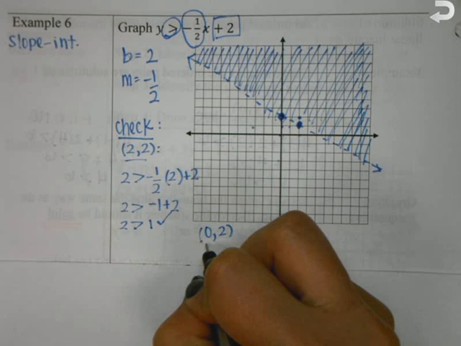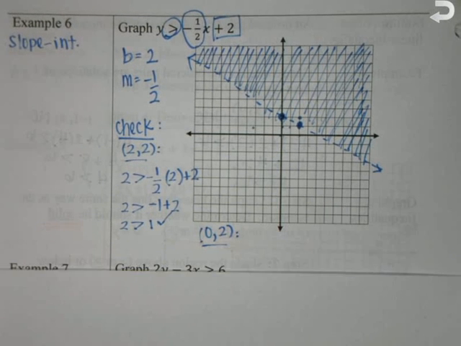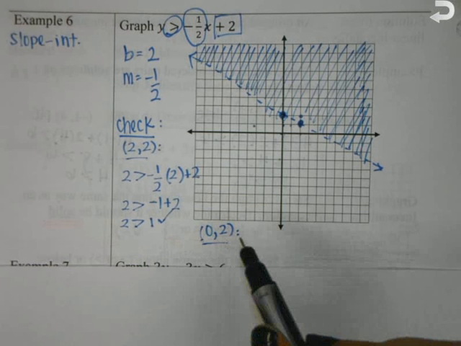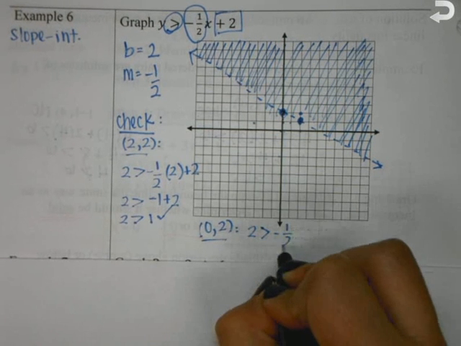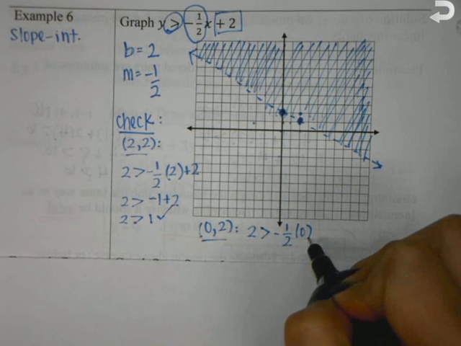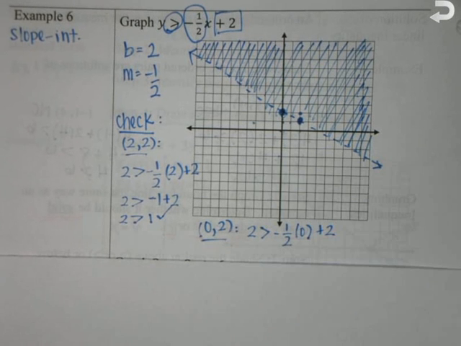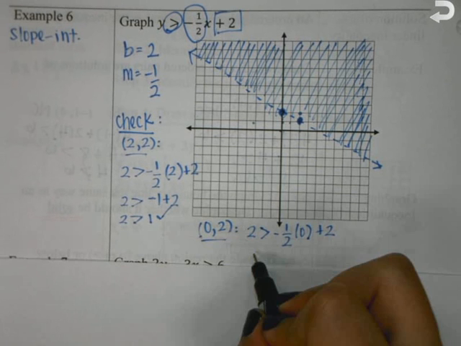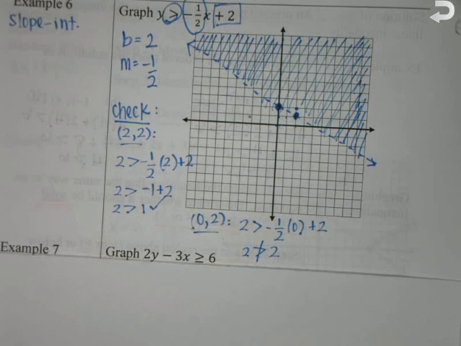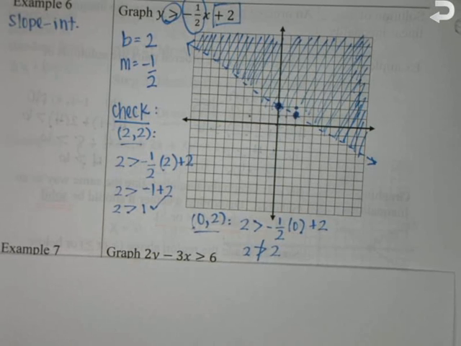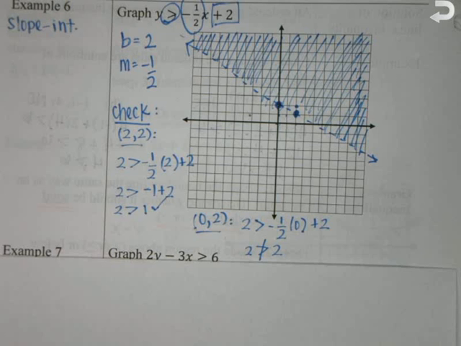So y is 2, and we want that to be greater than negative 1/2 times x, which is 0, plus 2. What's negative 1/2 times 0? 0. So this is 2 greater than 2. Is that a true or a false statement? That's false. 2 is the same as 2. It's not bigger than 2. So that's why we can't actually pick a point on the dotted line. Does that make sense? So if you don't have the equal sign, you can't pick a point on the line. So that's why we make it dotted.